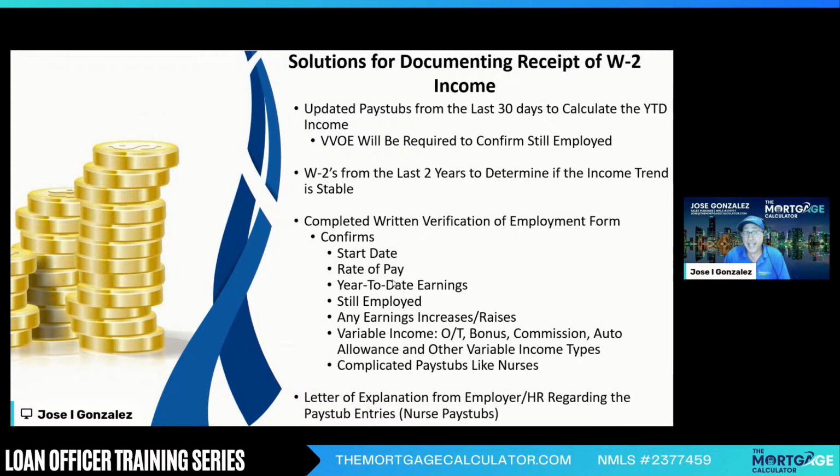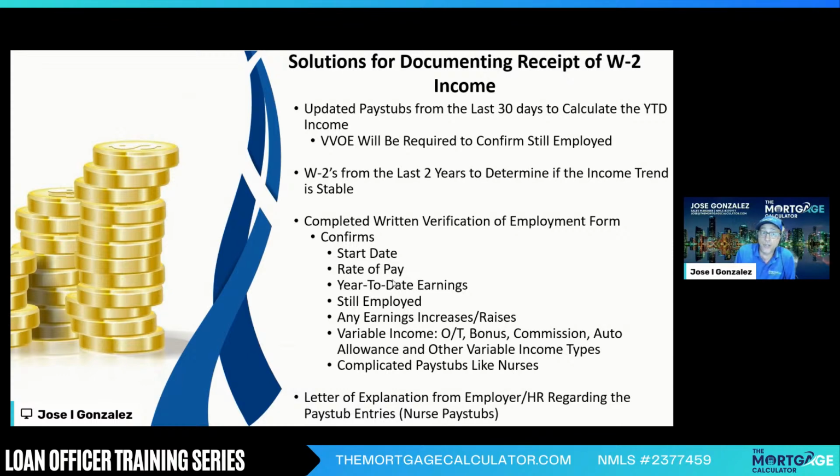And then, very importantly, any promotions, earnings increases, raises, and stuff like that will also be documented in the written verification of employment form. Again, this is if it's completed by a human being, because if it's completed by The Work Number, they don't add any extra comments. Then you're going to have to reach out to HR for a letter of explanation regarding the pay stub entries, what they are, or when the promotion was, what date the earnings were increased.